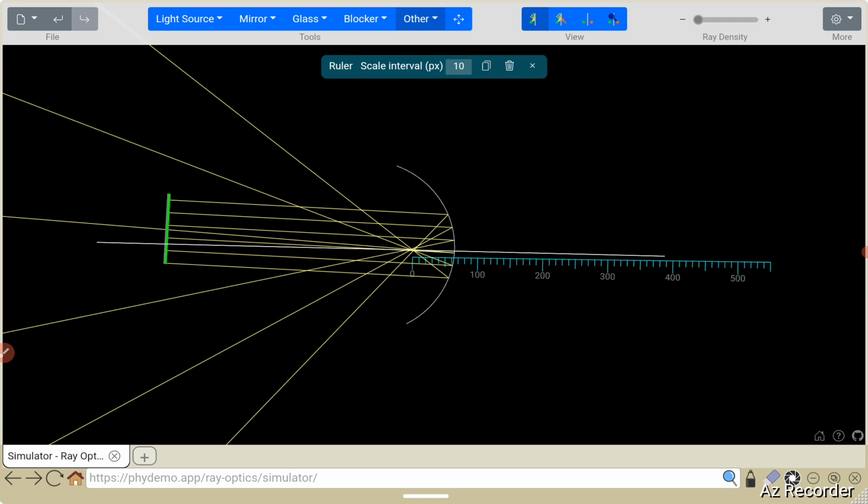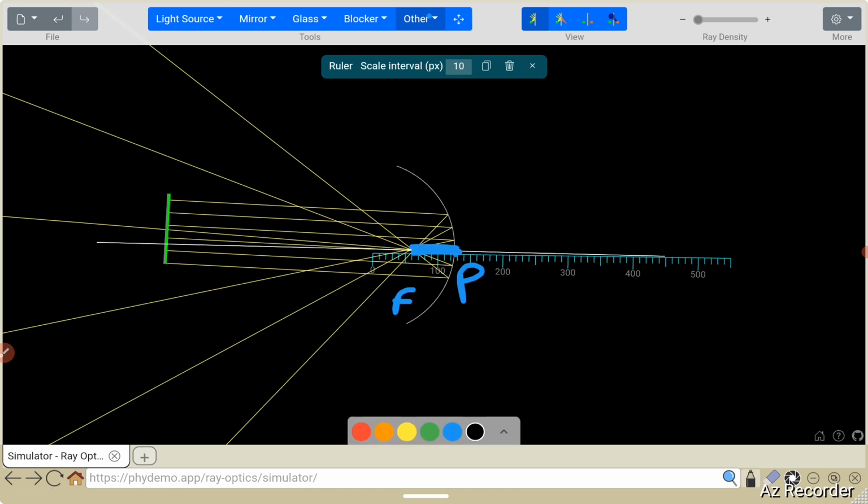Now from center to focus also you should have the same 60 centimeter. Understood? Now let me just mark this as center. Understood? Center. Now we will see the ray rules now.